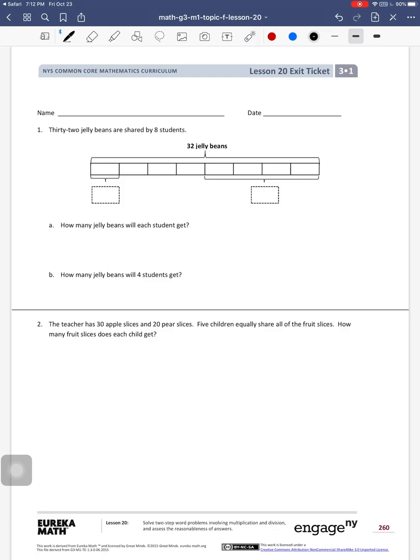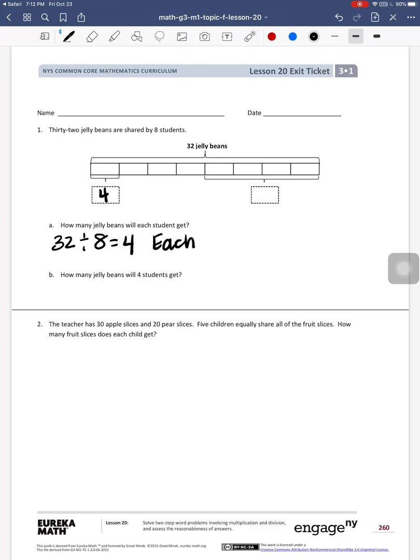And then we have our tape diagram, and we have some missing numbers. But in order to figure out those missing numbers, let's look at A and B. So it says, how many jelly beans will each student get? All right, so we know we have 32 jelly beans, and we have 8 students. And what's 32 divided by 8? Right, that's 4. So each student will get 4.